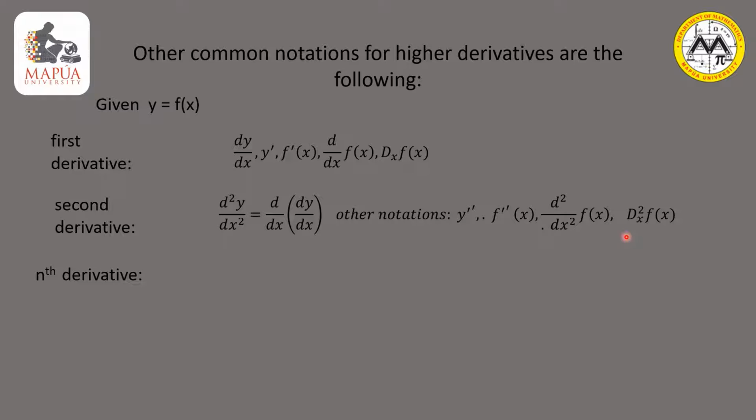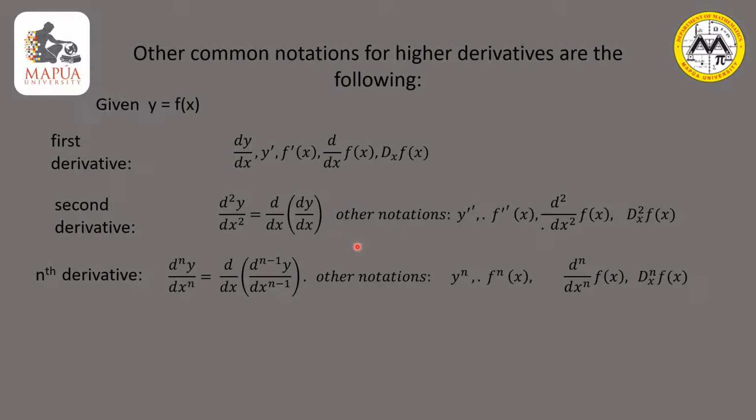In general, we can define the nth derivative of the function y equal to f of x. The nth derivative of y with respect to x is just the derivative with respect to x of the (n minus 1)th derivative of y with respect to x. The other notations are as given. So you have y to the (n), which is not an exponent. This denotes the nth derivative of y, or the nth derivative of f of x. Or in terms of the differential operator, it still means the nth derivative of f of x with respect to x.